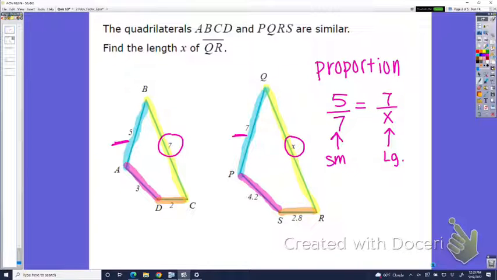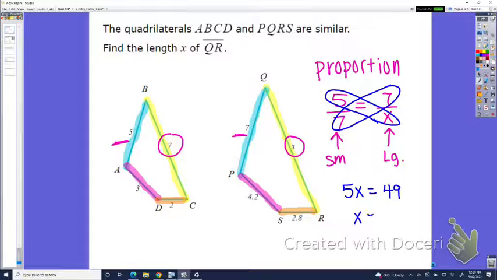So we're going to solve our proportion by using cross products. So this is 5x equals 7 times 7, which is 49. And you're going to take 49 divided by 5, and you end up with 9.8. So x equals 9.8.